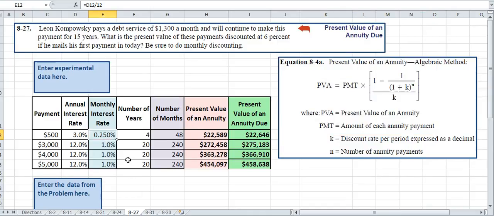So if I know I can afford to make a payment every month of $500, and I'm going to get my car paid off in 4 years, and the lowest interest rate I can get at my bank is 3%, then I can afford to buy a car that costs $22,589 if I make my first payment at the end of the month. If I make my first payment at the beginning of the month, I can afford to pay a little bit more. And that is the difference.